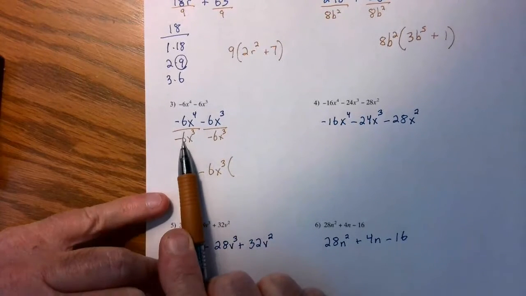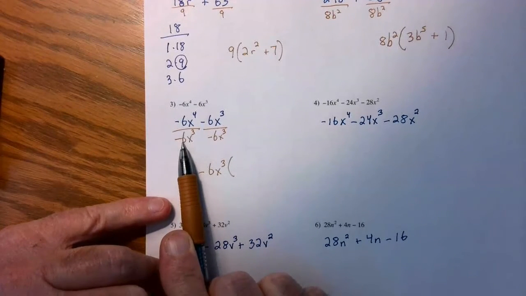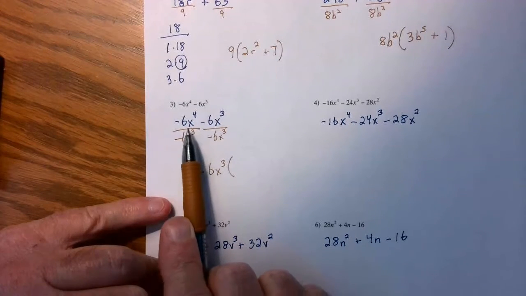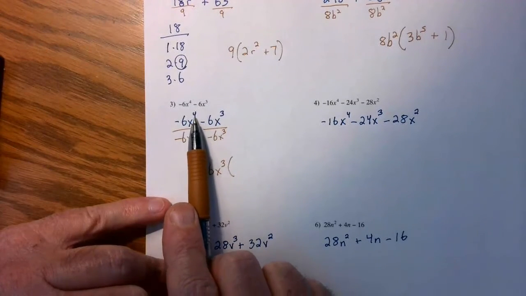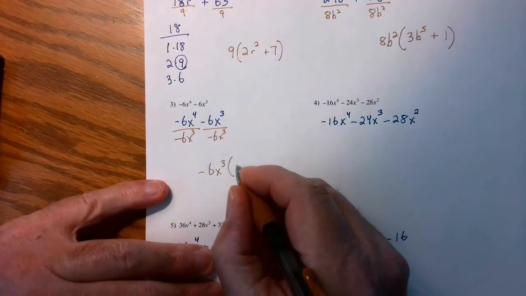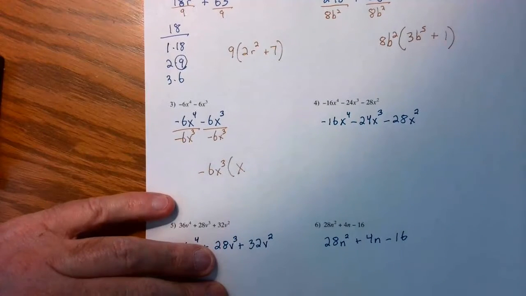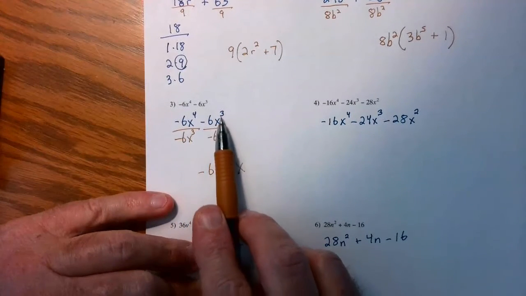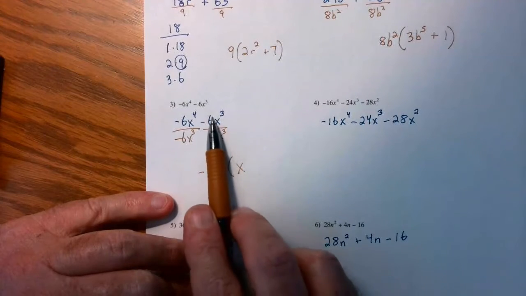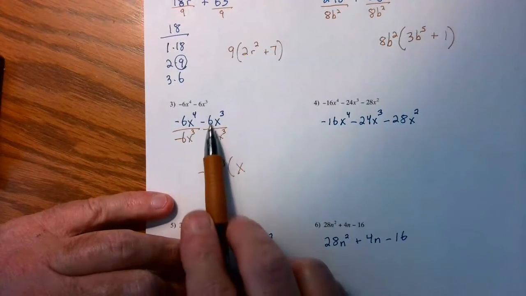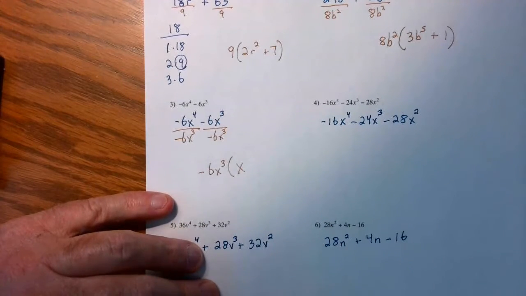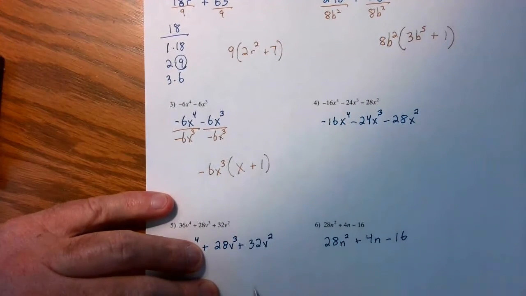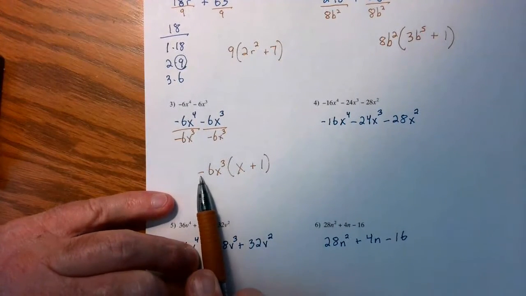All right, negative 6 divided by negative 6, that's just 1. There's 4 x's, take away 3 x's, that leaves us with 1x. 4 minus 3 is 1, so just 1x. All right, negative 6x to the 3rd over negative 6x to the 3rd, this is 1. And remember, guys, this is plus 1, because we already took the negative out.